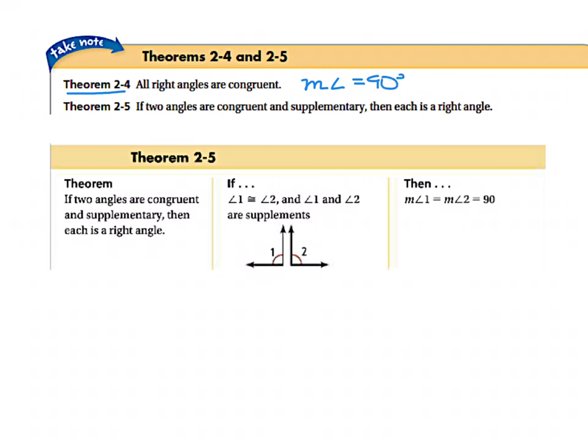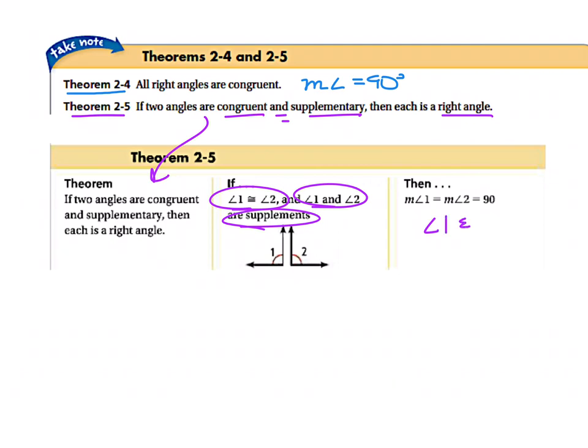And then the last theorem here, theorem 2.5, says if two angles are congruent and supplementary, then that makes them each right angles. It's written down here. If two angles are congruent and supplementary, then each is a right angle. So if 1 and 2 are congruent and they're supplements, they're going to have to add to 180 and they're the same. That's going to force them to be right angles. So angle 1 and angle 2 are both right angles.